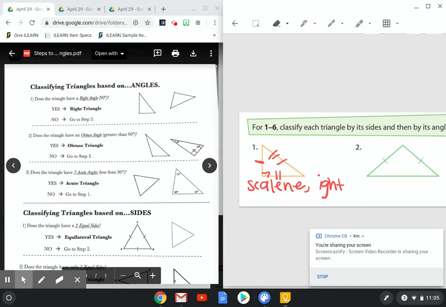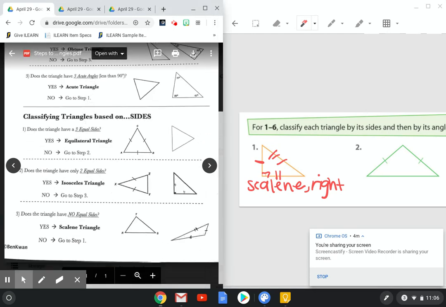My handwriting is terrible right now. Right triangle. There we go. Okay, so let's look at number 2. We're going to do the same thing. So let's classify by sides first.